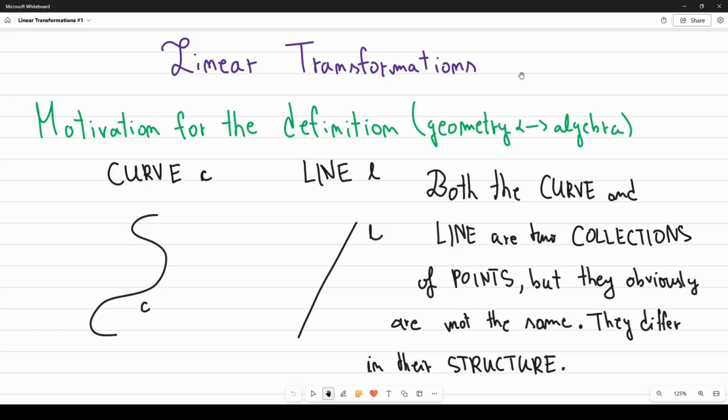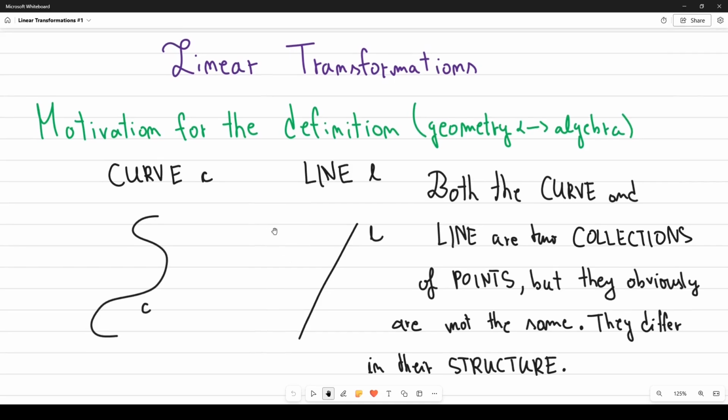Hello YouTube. Today we will be talking about linear transformations. What they are, how we came up with them, why we need them, and of course some results and properties they have. So, first of all, let's try to make sense of how one might come up with this concept, the definition of linear transformations, which will be given after this.